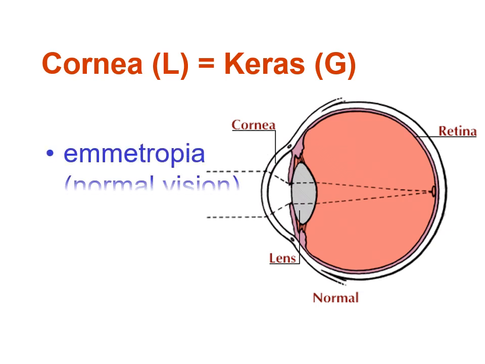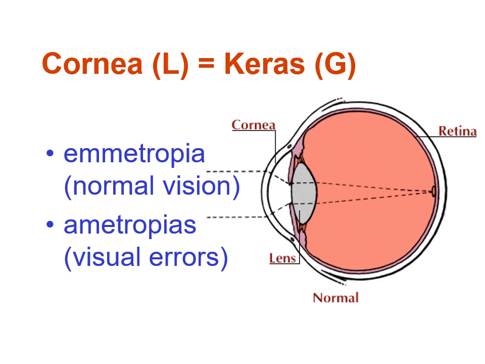The transparent portion of the fibrous tunic that allows light into the eye is called the cornea, the window to the eye. The job of the cornea is to refract light, meaning to bend light so that it's focused precisely on the retina. If our cornea is doing a satisfactory job, we say our vision is emmetropic. If the cornea is misshaped, our vision will be less than desirable. This is called ametropia.